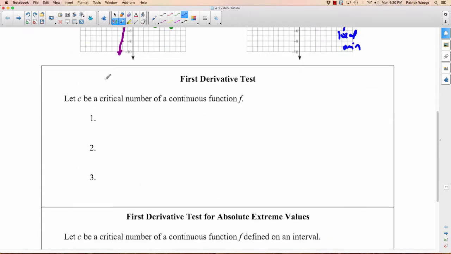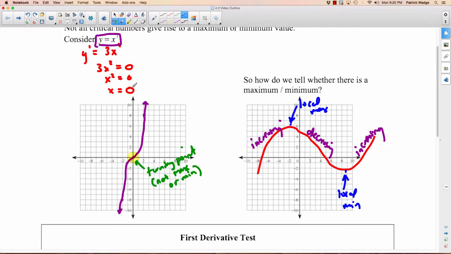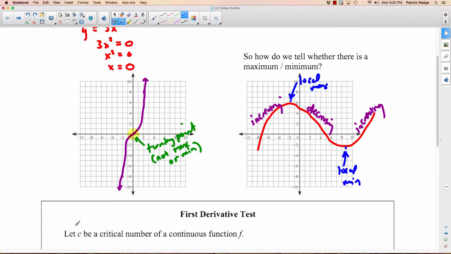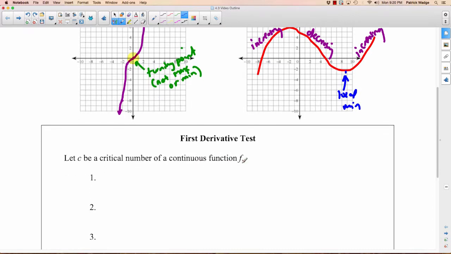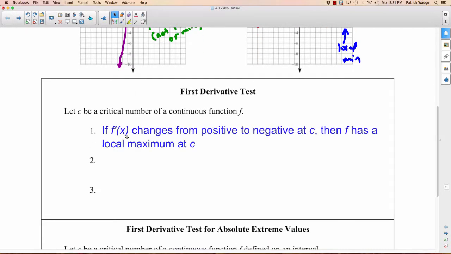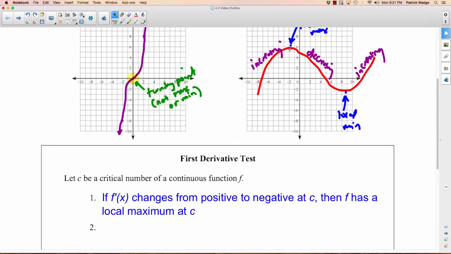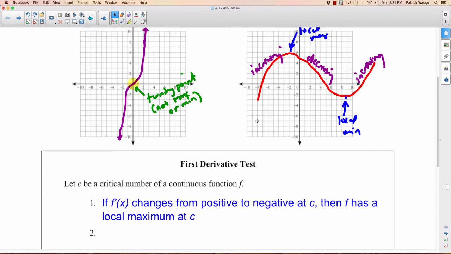Okay, let's summarize that. The first derivative test. Let c be a critical number. So once you've found one of the critical numbers, or more than one, but in this case we're just going to consider one of them, c, just like this was a critical number here of 0. And it's a continuous function. Remember, that's a function that you could draw without lifting up your pencil. The first derivative test says that if f prime of x, the derivative, changes from positive to negative at c, like increasing to decreasing, positive slope to negative slope, then there must be a local maximum.